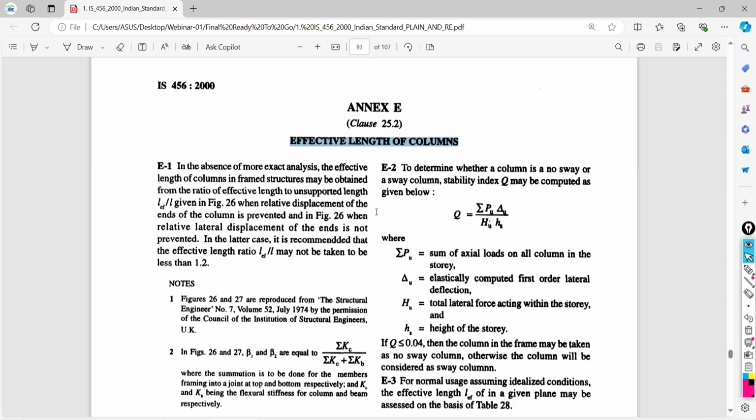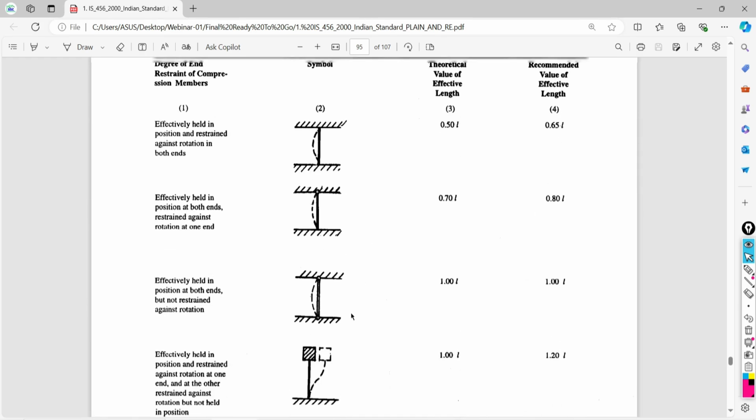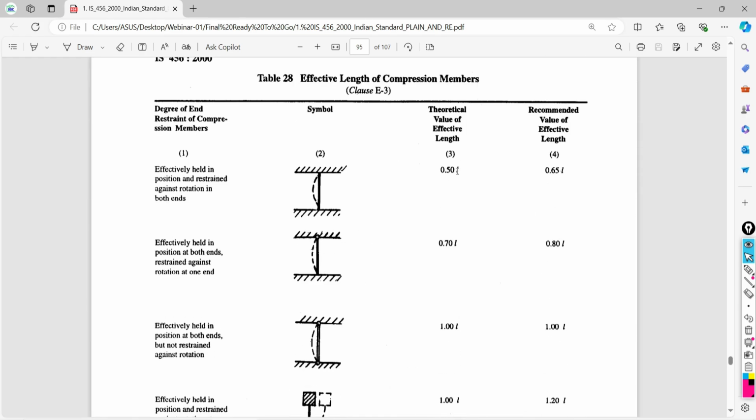Okay, so in your academic time, hopefully you all have gone through this table to find out the effective length of your column. Some of you are using this formula, some of you are using this formula, some of you are using this formula. For a general approach, for a not very important project, and not a real project, if you are going to adopt the values suggested by this Table 28, that's fine.